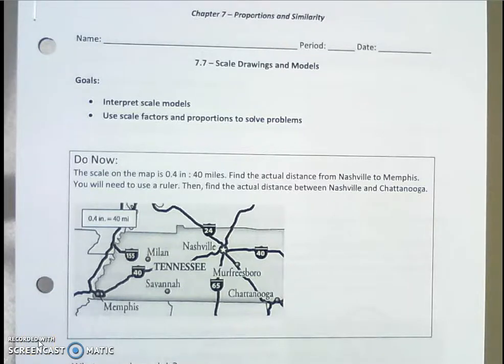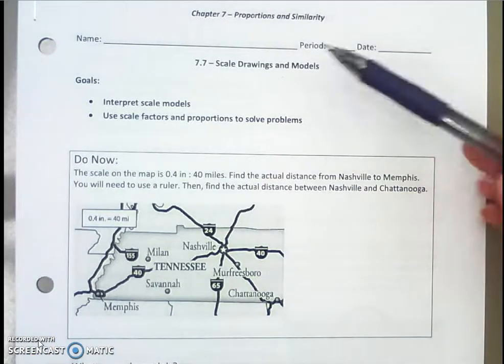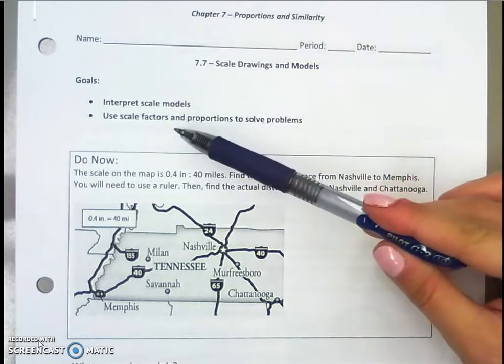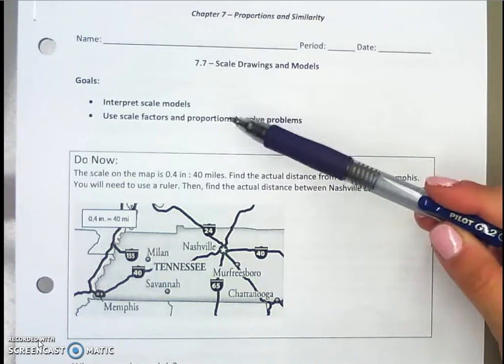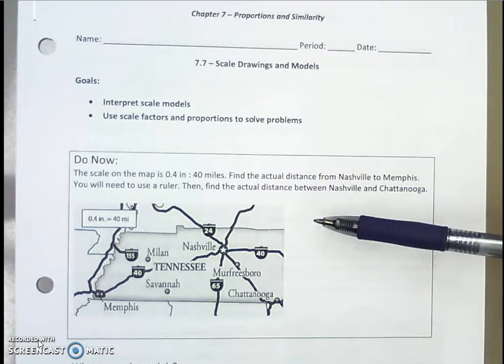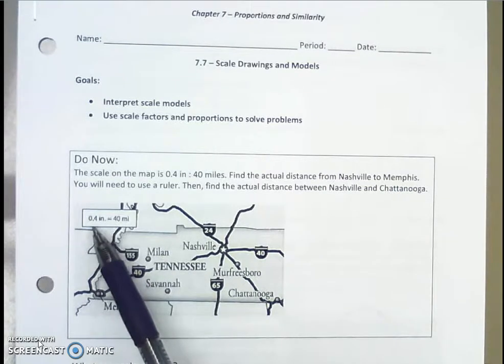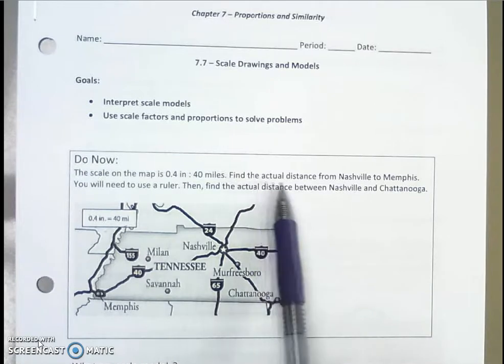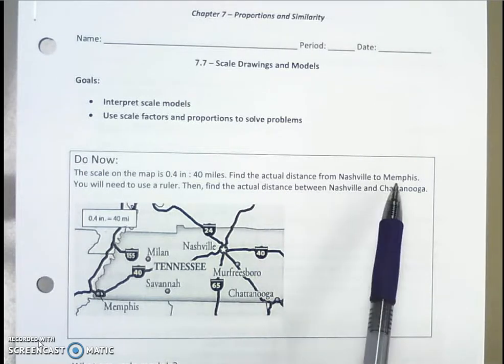So we'll be going over briefly the difference between scale drawings and models. We'll learn how to interpret scale models and continue to use scale factors and proportions to solve real problems. To start, they tell you the scale on this map is 0.4 inches to 40 miles. We're asked to find the actual distance from Nashville to Memphis.